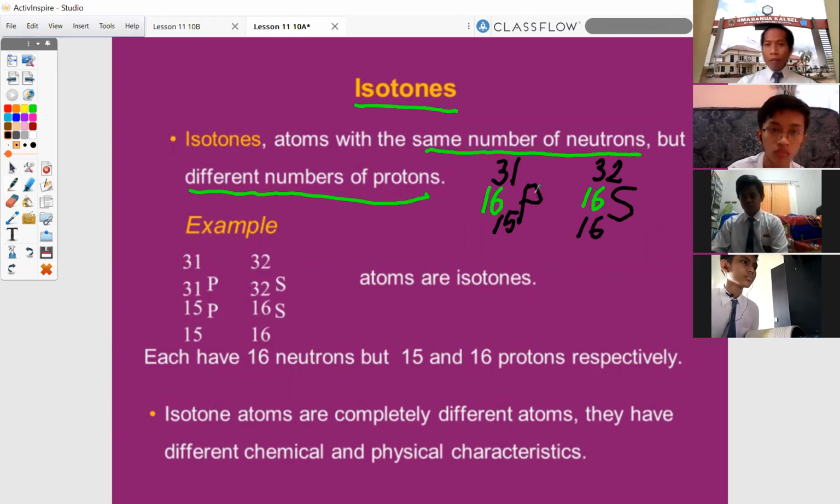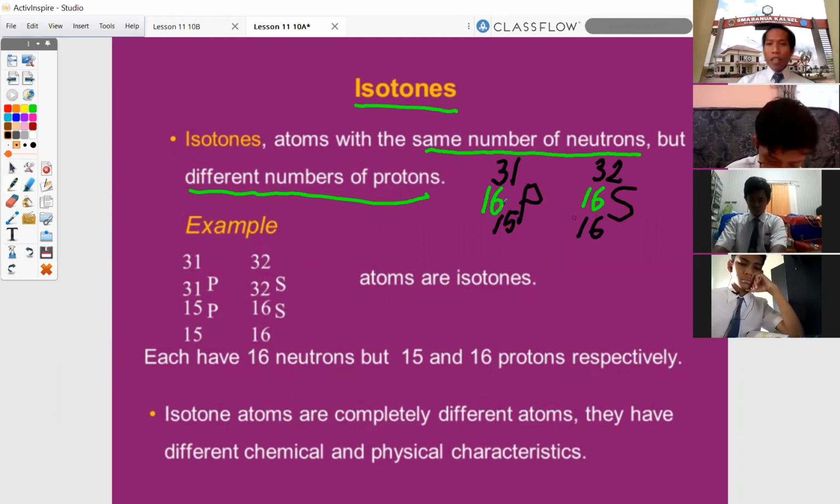One of them is phosphorus, this P atom. One of them is S, sulfur atoms. So they are different atoms. Because they are different atoms, of course they will be completely different to each other.